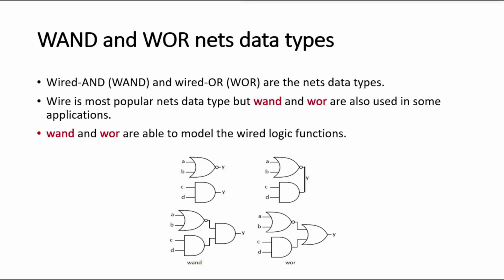Wired AND and wired OR are the nets data types. In part 1 of this course, we have studied the nets data type. An important and most frequently used nets data type is wire. We have also shown a number of examples using wire. Wired AND and wired OR are also used in some types of problems.